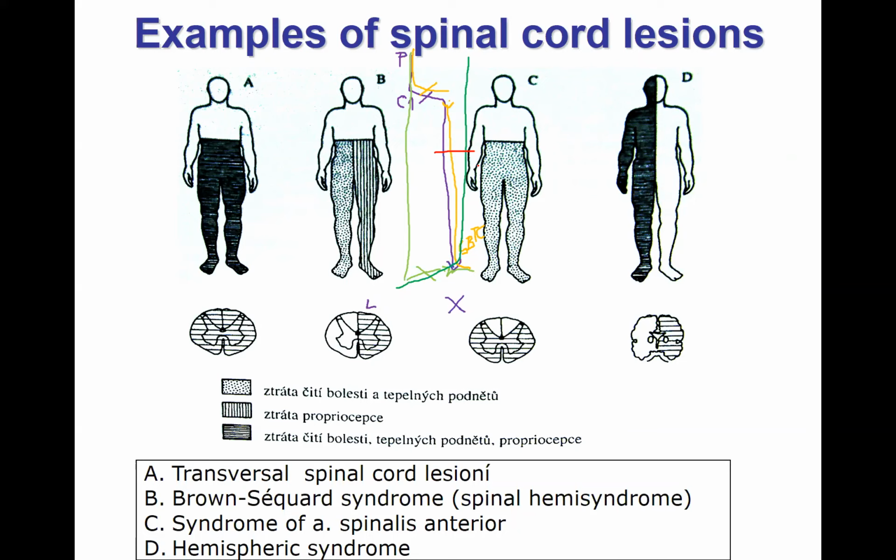But on the opposite side, there is no feeling of pain, cold, and heat, and crude touch because of the spinothalamic tract lesion. So ipsilateral problems with proprioception, fine touch, and with the movements, and contralateral problems with acute pain or fast pain, heat and cold. You understand this, please?